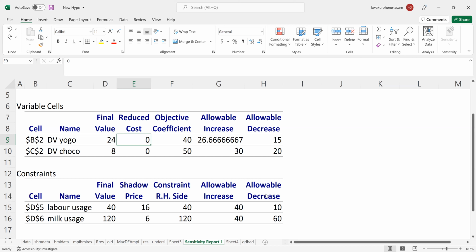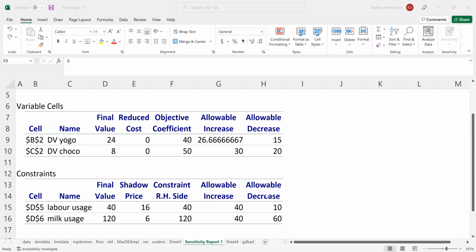So what was the value of that? Now we can see that the final value of Fan Yogo is 24, but the reduced cost value is 0, which is telling you how much the objective function value is going to change if you should force to produce that Fan Yogo. So suppose that the value of Fan Yogo was 0.